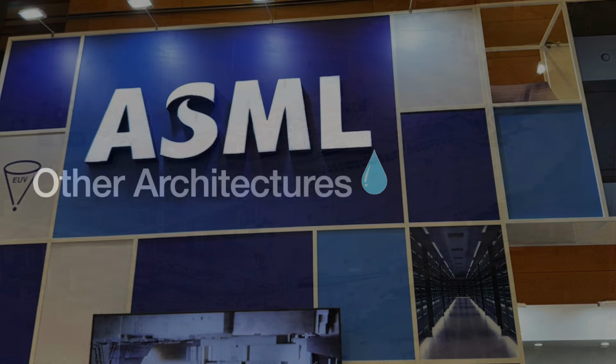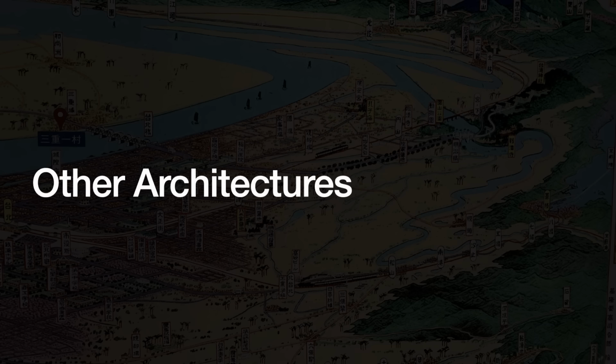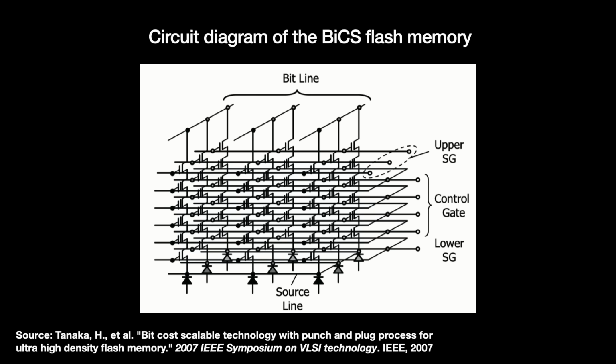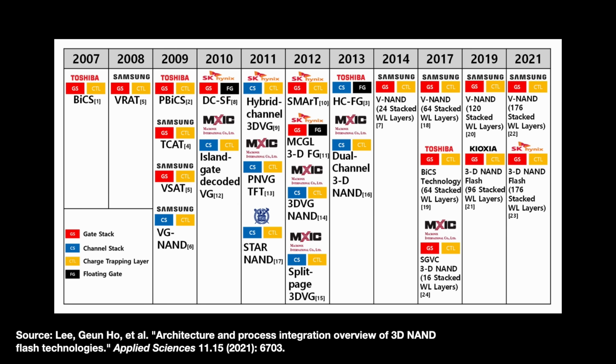At the time of Toshiba's 2007 proposal, Samsung was the leading NAND vendor with 50% market share. Toshiba was second at 30%, and SK Hynix and Micron both at about 15% market share. As the end of scaling for 2D NAND became more obvious, Toshiba and Samsung rushed to bring 3D NAND to the market. In 2008 and 2009, Samsung proposed a multitude of architectures: VRAT, TCAT, VSAT, and VG NAND.